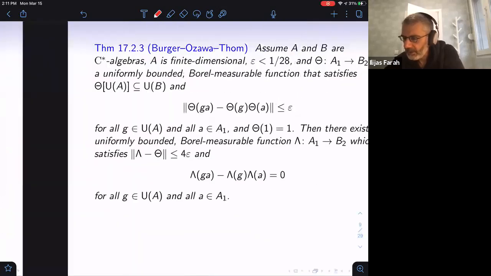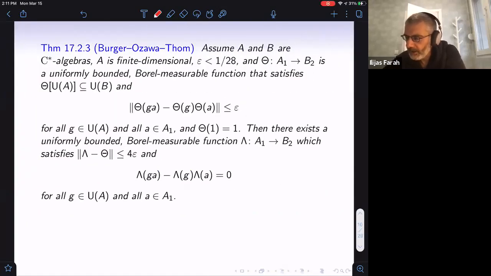So here is the theorem, which was proved by Berger, Ozawa, and Thompson, I'm not sure, maybe more than 10 years ago. So assume A and B are unital C-star algebras.